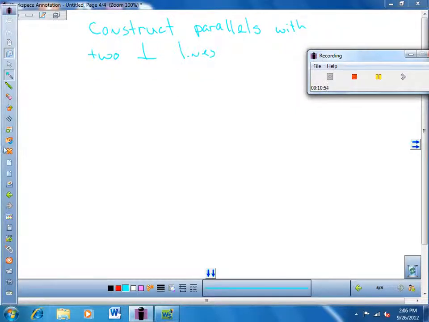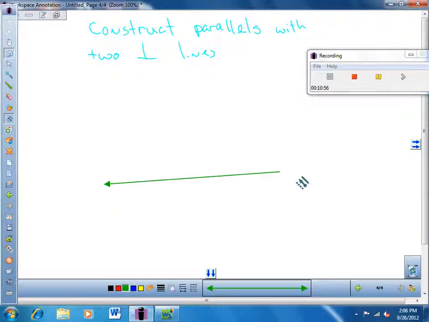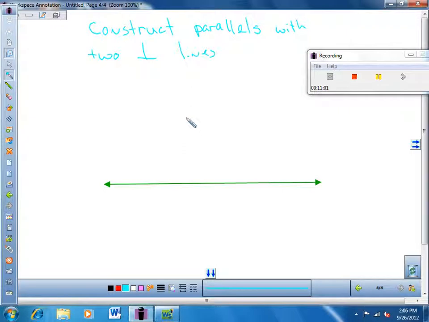Now what we're going to learn how to do is construct two lines that are parallel to each other using perpendicular lines. So say for instance, same situation, I have this line and I have a point somewhere up here and I want to construct a parallel through that point to this line. Okay? Well, if I have a perpendicular to here, and a perpendicular to that, then what's going to be true about this line and this line? They're parallel. Okay? So the steps are, you already kind of know the steps.